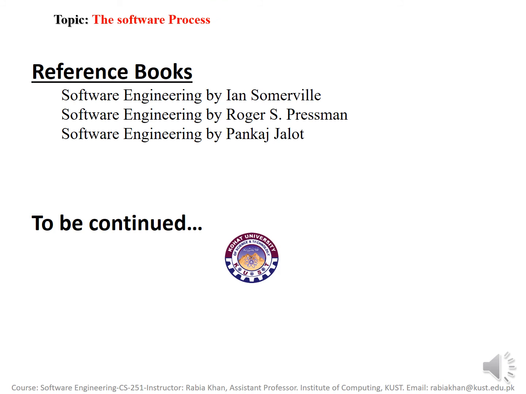Then we defined what are different levels of maturity for software process. We defined 5 different software process maturity levels, on the basis of which you can categorize one software development organization with another. We'll be discussing software process models in the coming lecture.